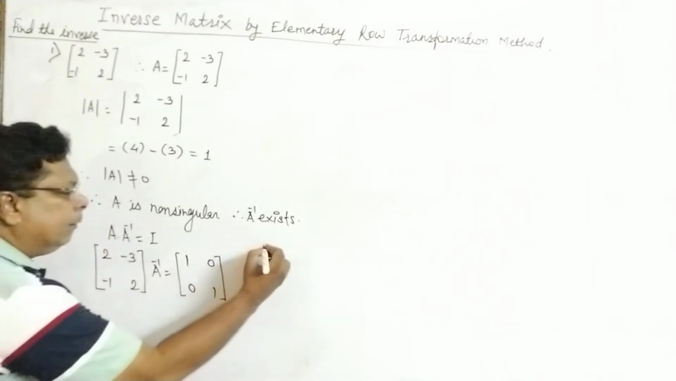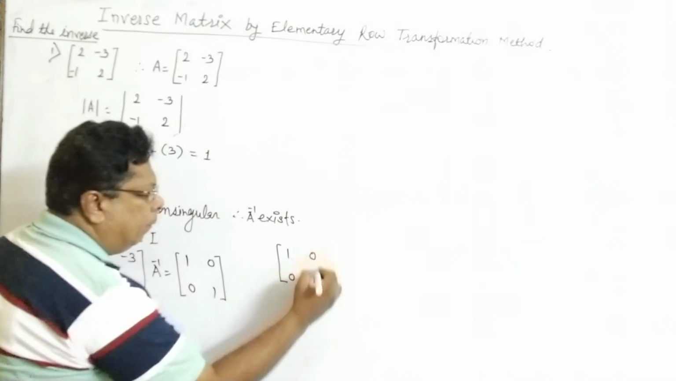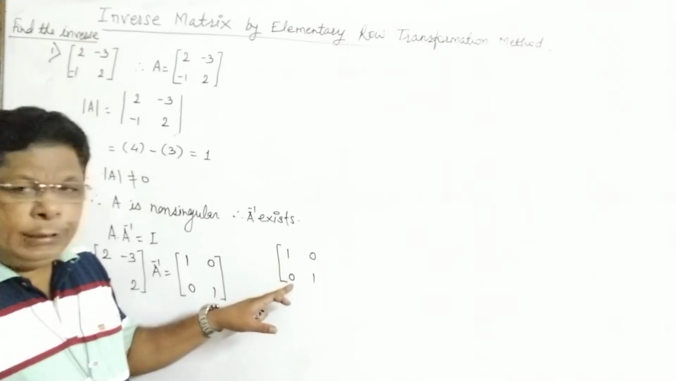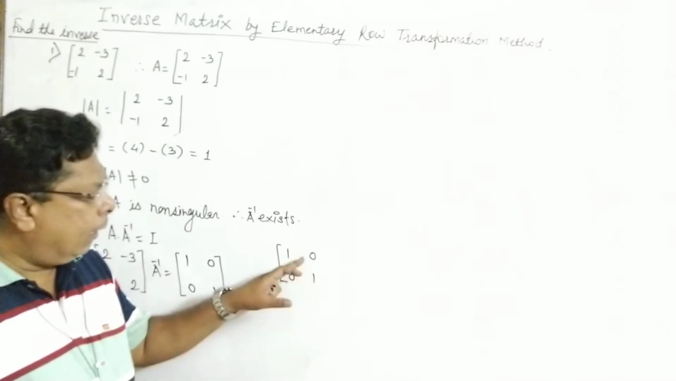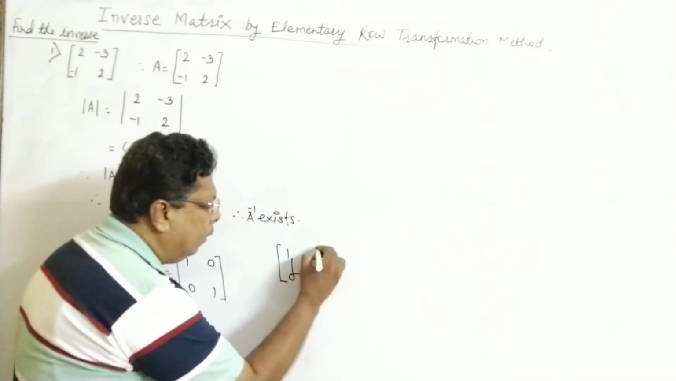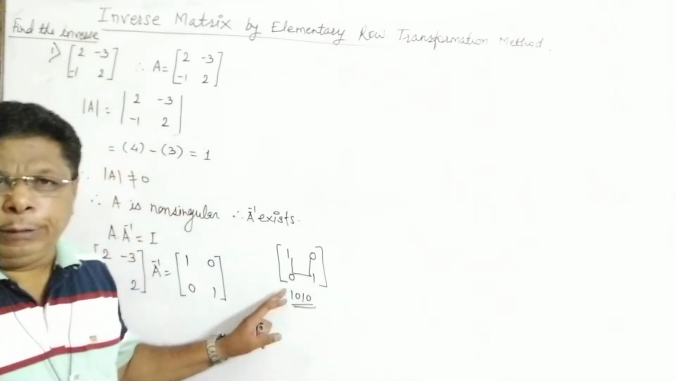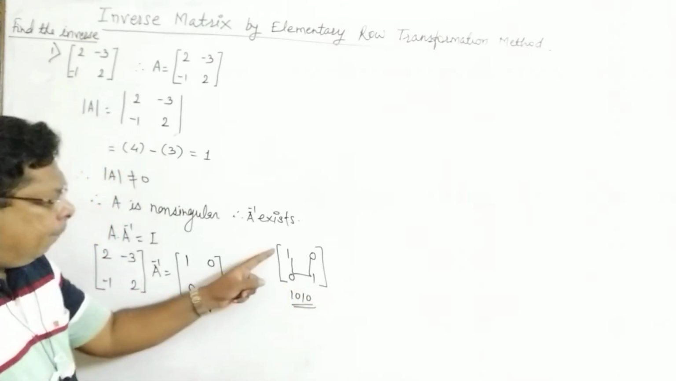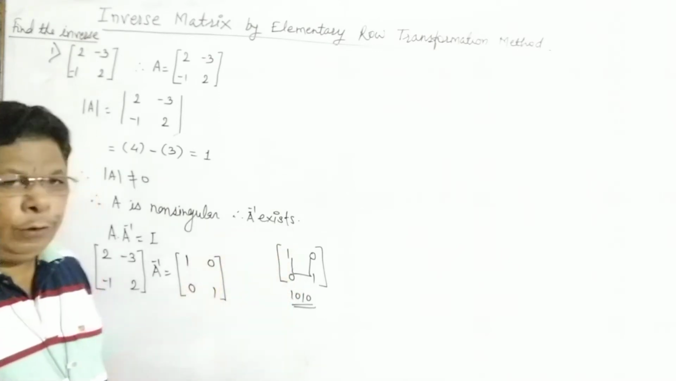Now what is the procedure? Procedure is like this. First, bring 1 in the place of A1 1. Then bring 0 in the place of A2 1. Then bring 1 in the place of A2 2. And last element, bring 0 in the place of A1 2. In this U shape, 1 0 1 0. घड़ी का टाइम है, हमेशा टाइम 1 0 1 0. ओके, पहला डायगोनल एलिमेंट 1 कीजिए, उसके बाद नॉन डायगोनल एलिमेंट 0, फिर डायगोनल 1, फिर नॉन डायगोनल 0.